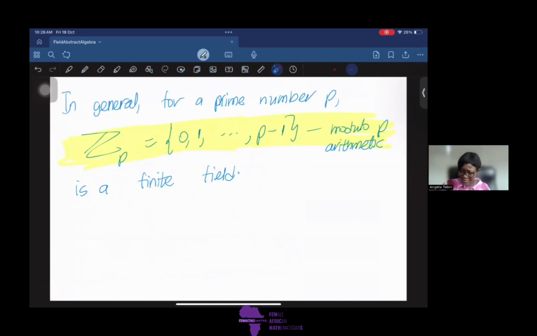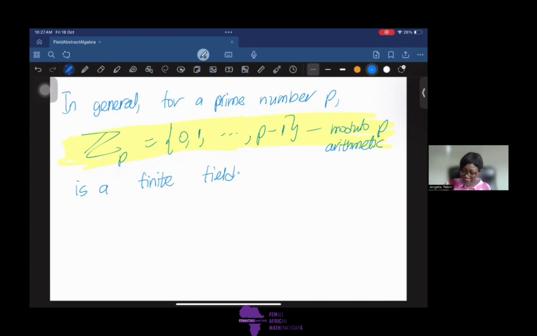In general, if you have a prime number P and you consider the set Z_P, which is 0, 1 up to P minus 1, and you consider addition and multiplication modulo P, then this will be a finite field. The reason we are considering prime numbers is that if you consider non-prime numbers, then some things can go wrong.